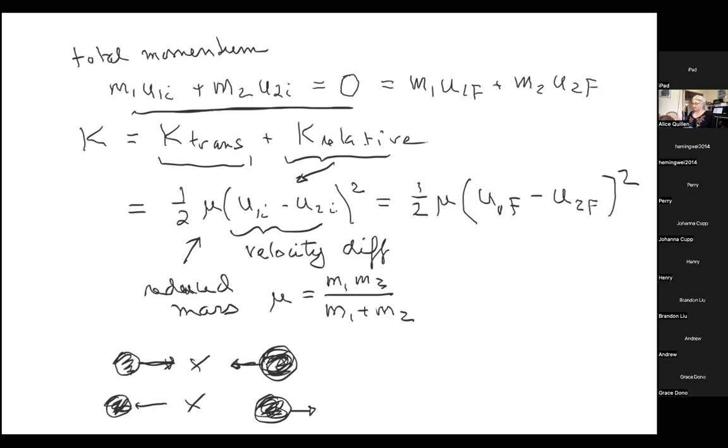Looking at this equation, we can always write u2i in terms of u1i. So let's do that. u2i is equal to minus m1 over m2 u1i. And likewise, I can do that for u2F.